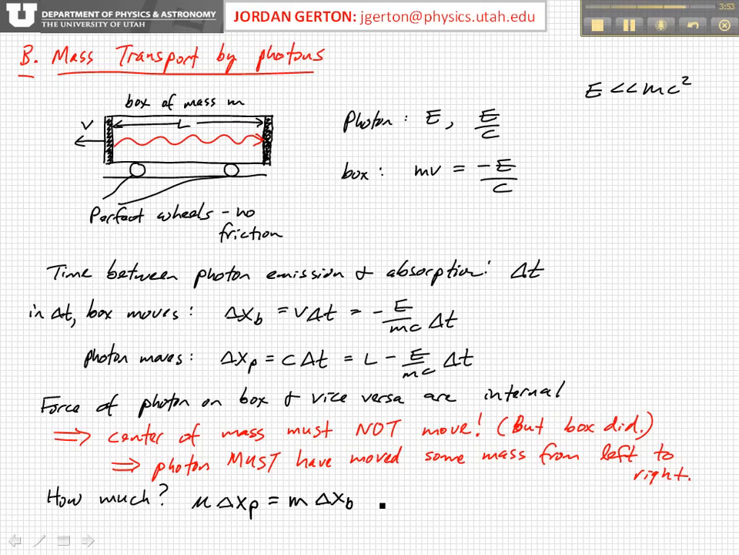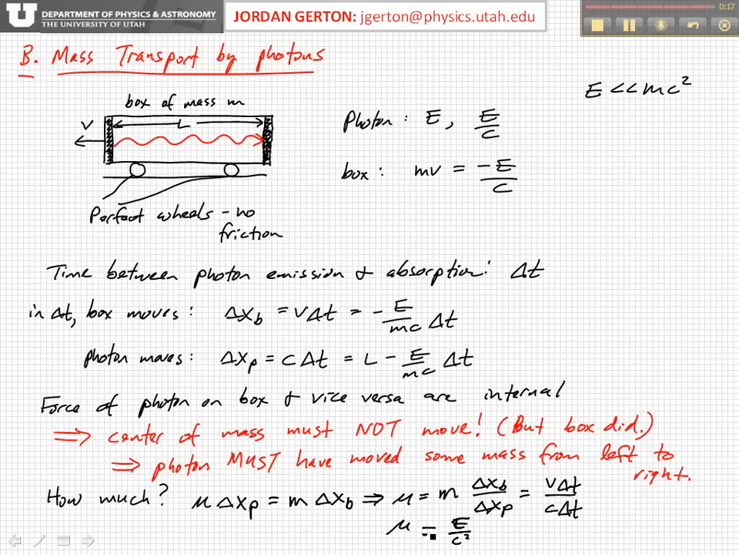Okay, so what that means is that this mass is equal to the mass of the box times how far the box moved relative to how far the photon moved. And we can basically just take the ratio here, delta xb over delta xp, and we get v delta t over c delta t. And if you work this out, what you find is that you get E over c squared. This is mu. So this is the effective mass, the actual mass, which is transported from the left side of the box to the right hand side via the photon.